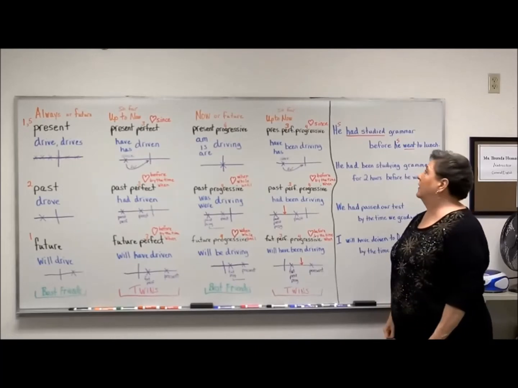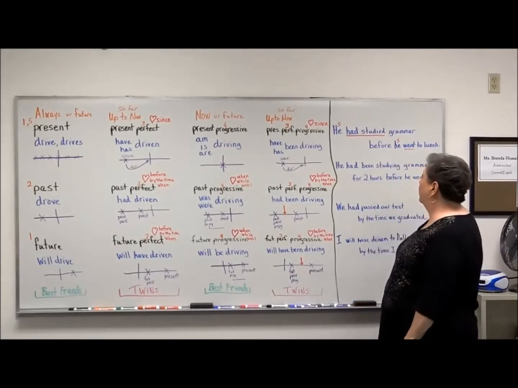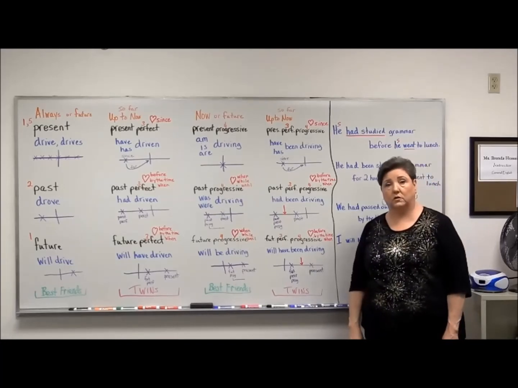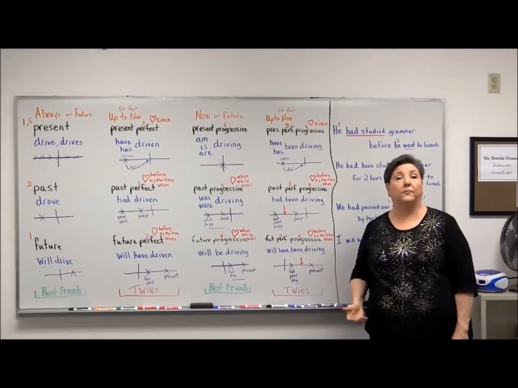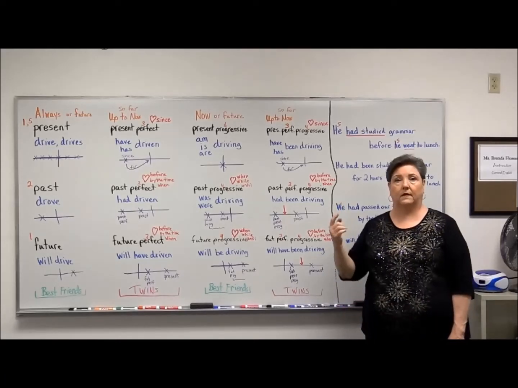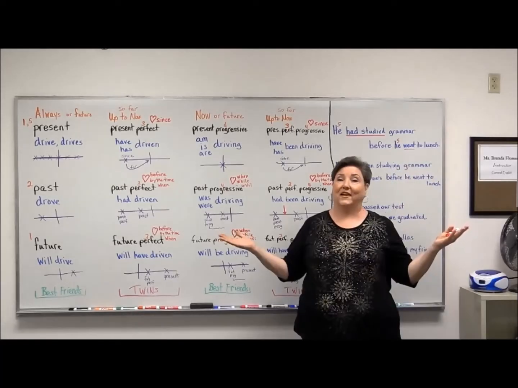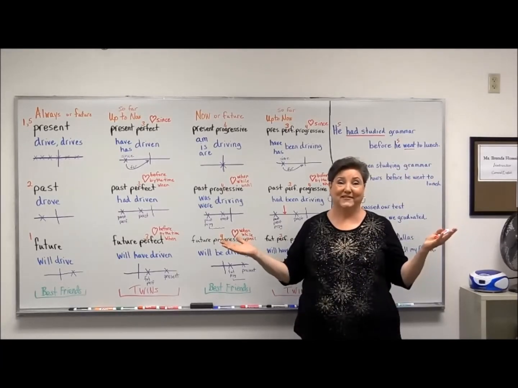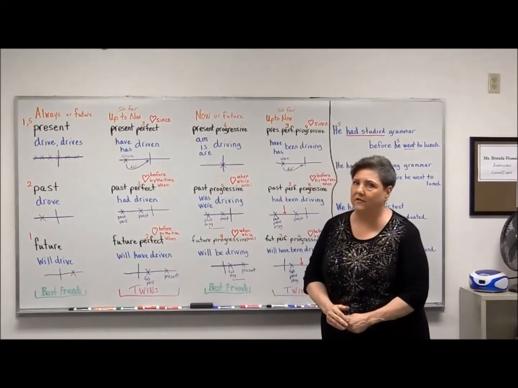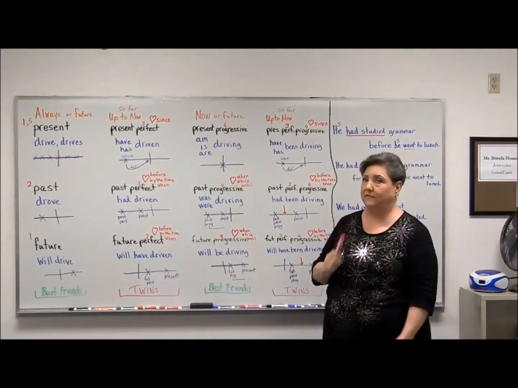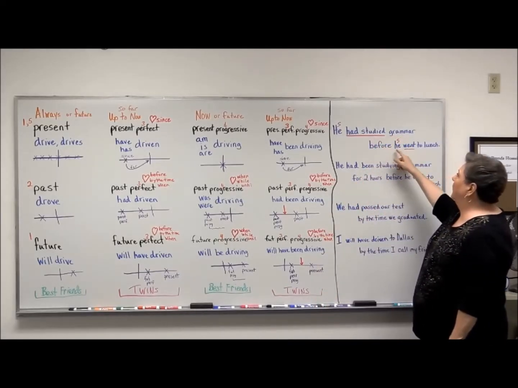What does this mean? 2 actions are going on. He had studied grammar before he went to lunch. What are the 2 actions? Studying and going to lunch. Which one happened first? Studied. The studying was finished before he went to lunch. That's all past perfect means. That's it. So you can make some samples too, but remember, I told you there's a twin. Look at this. He had studied grammar before he went to lunch.